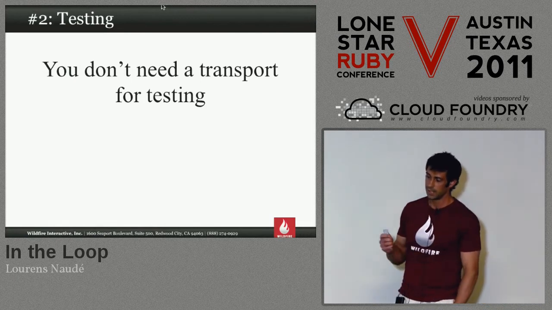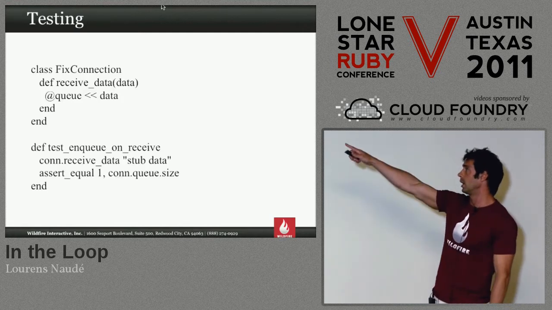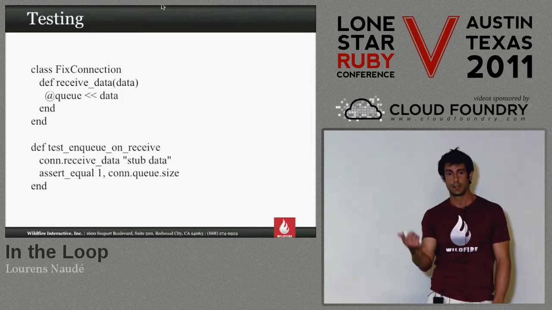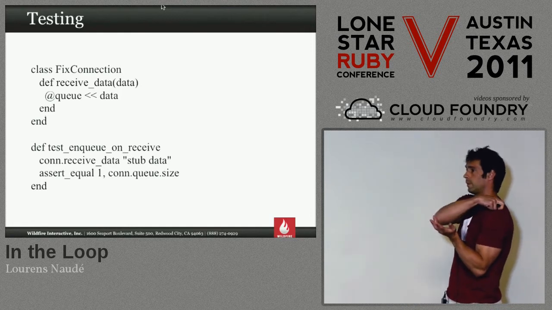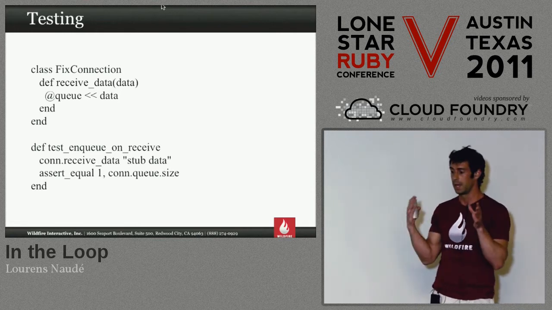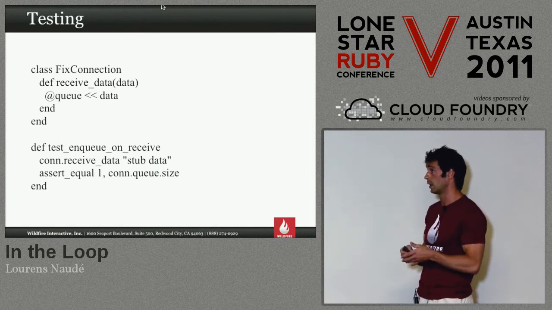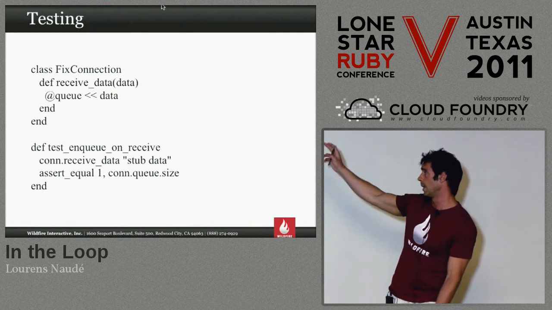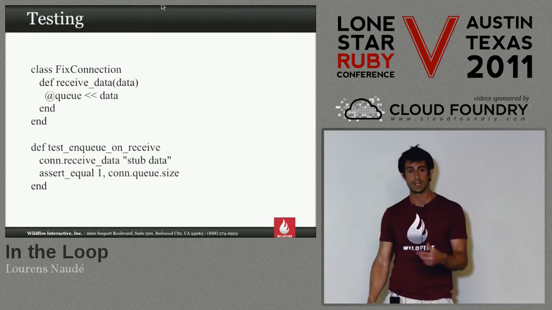Number 2, testing. You don't need a transport to test anything. So at the top there, we have a simple connection callback definition, where we just receive data. When we receive data, we enqueue it somewhere else. Now, for the purposes of developing against these frameworks, we can at all times assume that the framework will know how to manage its data. We just get a pass from the network. And when we test it, we can stub these interfaces out pretty easily as well. So on the bottom, we can say, receive data with the following stub data, and just do the assertion afterwards that the data we've received has been enqueued.